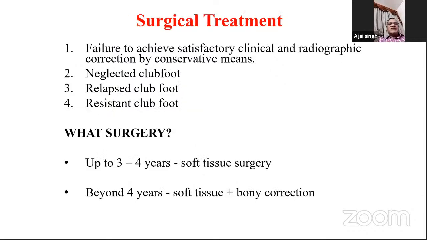As far as the indication of surgical treatment is concerned, failure to achieve satisfactory clinical and radiological correction by conservative treatment, neglected, relapsed or resistant cases are the indications for surgical intervention. Up to 3 to 4 years, if we require intervention, then it is soft tissue surgery. Beyond 4, soft tissue as well as bony articulation. Before 8 years, we try to preserve the joint. After 4 years, we can involve osteotomies involving the joint. And after 12, triple arthrodesis is the choice. Next, please.